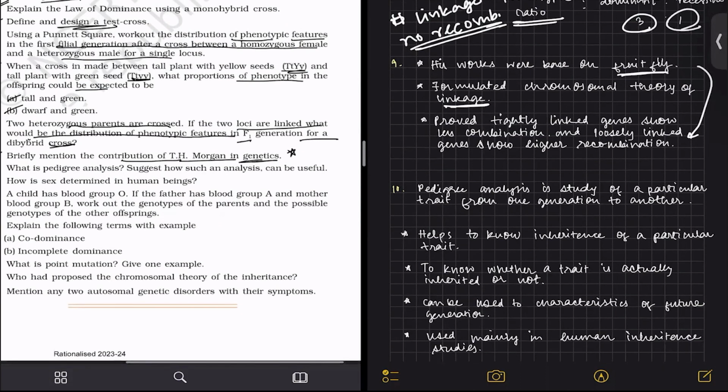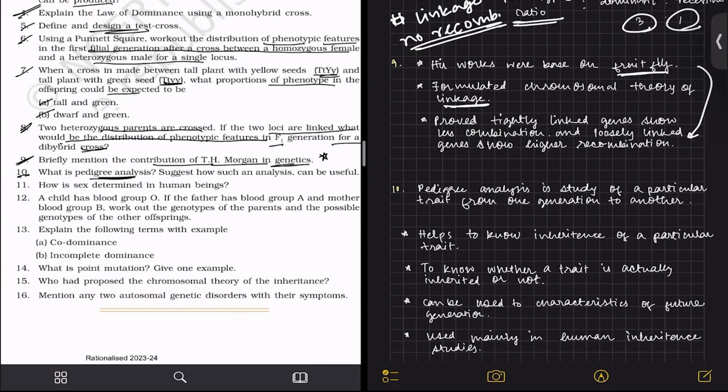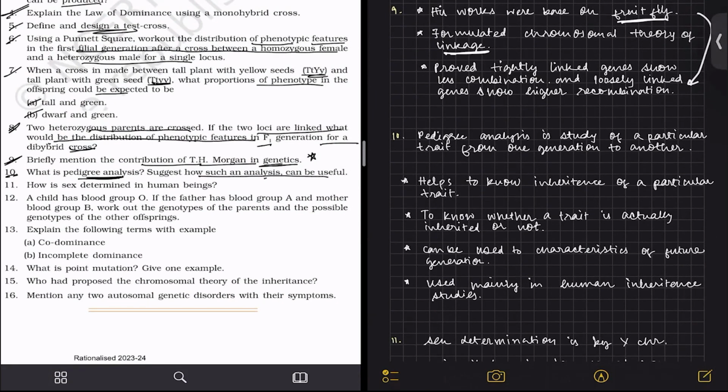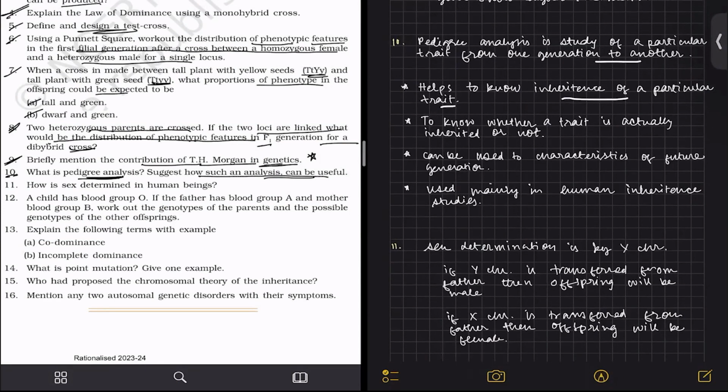Okay. Now, question number 10. What is pedigree analysis? I have discussed it today. What is pedigree analysis, and suggest how such an analysis can be useful. Pedigree analysis is the study of family history, and it helps in knowing the inheritance of a trait. It is very important in the case of humans, because in humans we cannot just perform the desired cross.